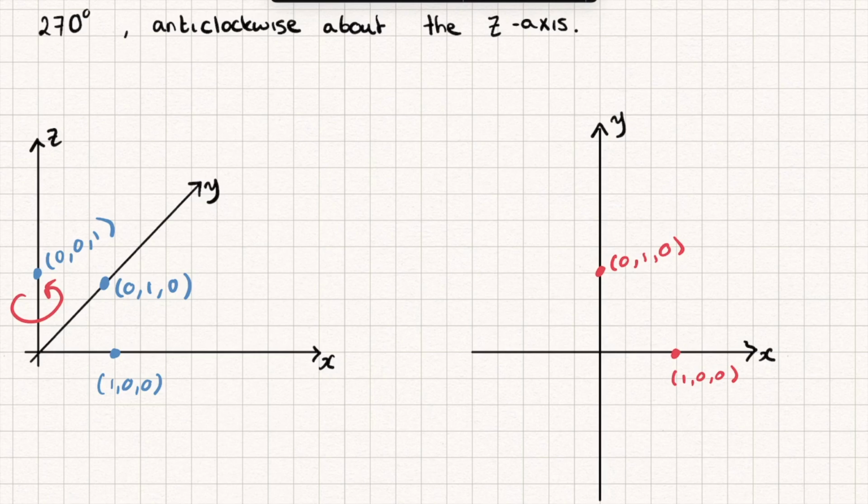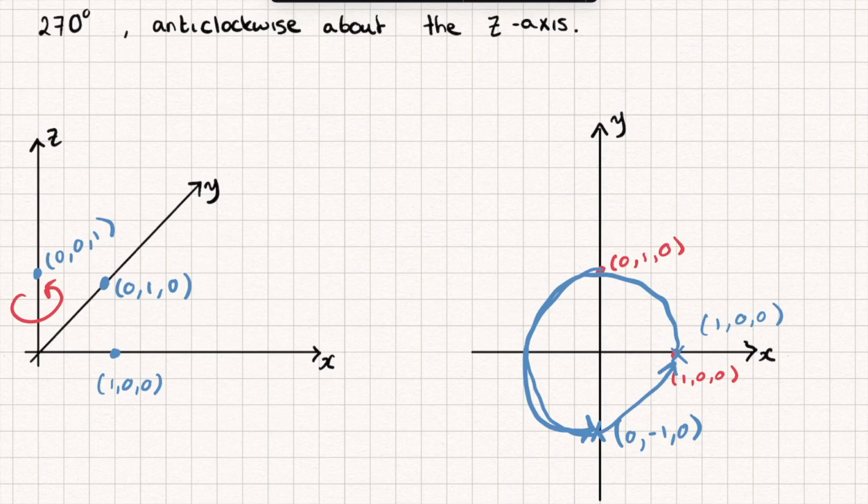So the point 1, 0, 0, where is that going to go? It goes around 90, 180, 270 degrees, so it's going to be at the point 0, negative 1, 0. And my point 0, 1, 0, round 90, 180, 270, is now at the point 1, 0, 0. And so this rotation matrix M is going to be made up of the first column being 0, negative 1, 0, my second column being 1, 0, 0, and finally, my third column is going to remain fixed because that is the z coordinate.